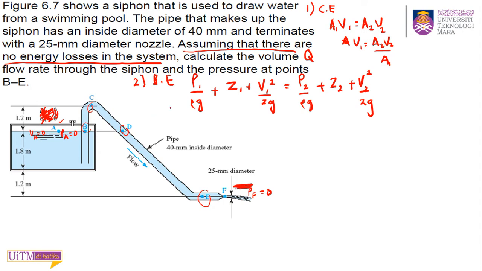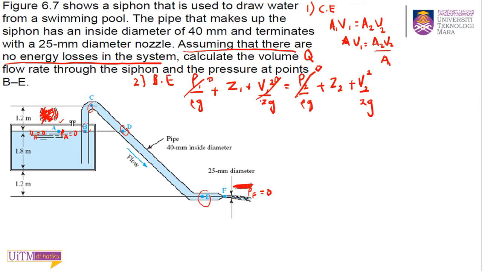Because you have P at A, P1, is 0, this can be cancelled out. And you also know that the velocity at A also 0, so V1 also 0. And we also have P2, the P at point F, also 0. So this also 0.